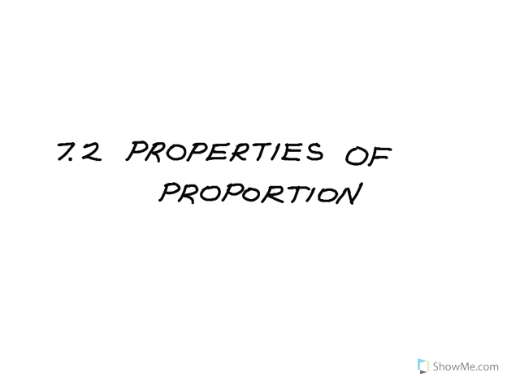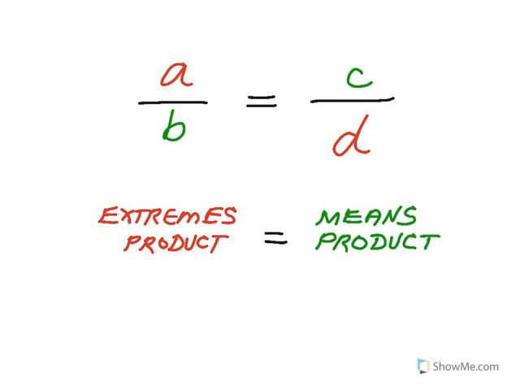Lesson 7.2 is about properties of proportions. Like we've already learned, a proportion is just an equation that sets two ratios equal to each other. But every part of the two ratios is named something.